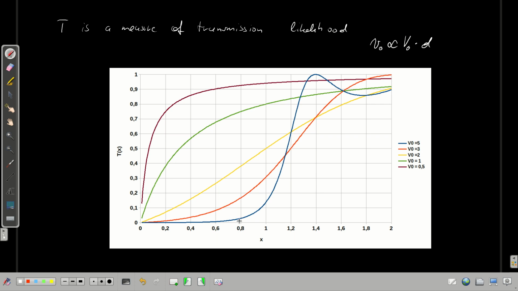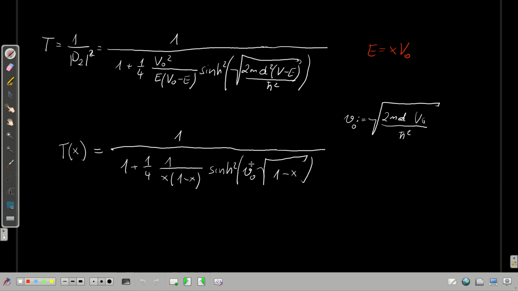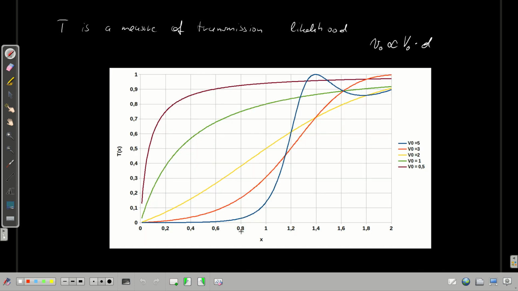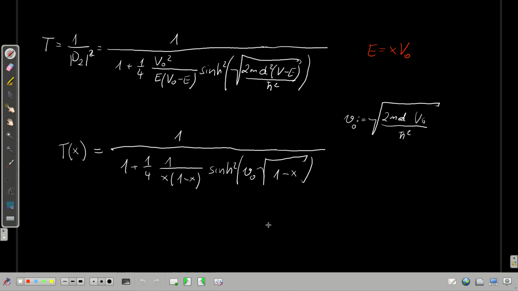And here, just for completeness, in this last equation we have a look until the value of 1. Here at the value of 1, the value of E equals the potential energy value at the barrier. We have interpreted this region before. But when x equals 1, this means that T of x is not defined at first.